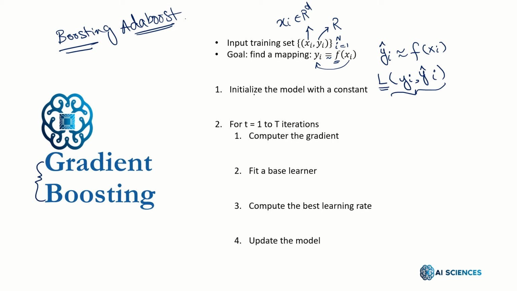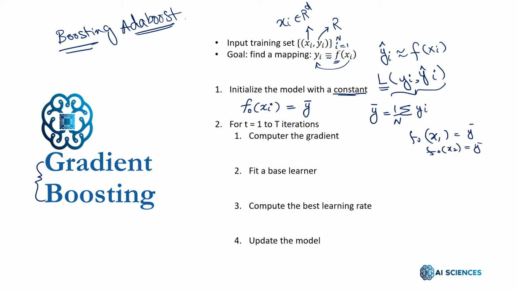So the first step is to initialize your model with some appropriate constant. For example, let's say that the very first model, f0 of xi, gives some constant as a prediction, where this y bar is the mean of all the y values, so 1 over n times the sum of yi. That's the mean value. This may be a very bad prediction because for every data point xi, the model is predicting the same value. For x1 the prediction of the model is the same thing, for x2 the prediction is the same thing, and so on. That's a bad thing. But let's see how we can improve these predictions.